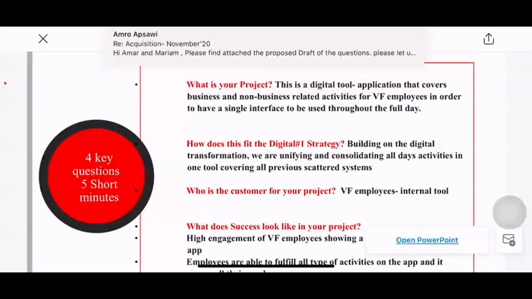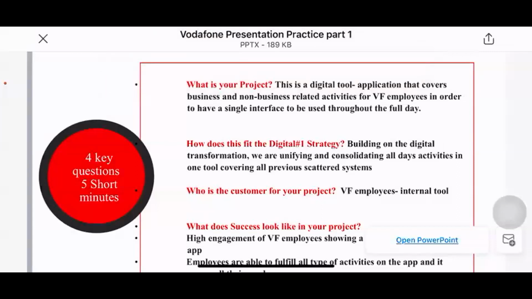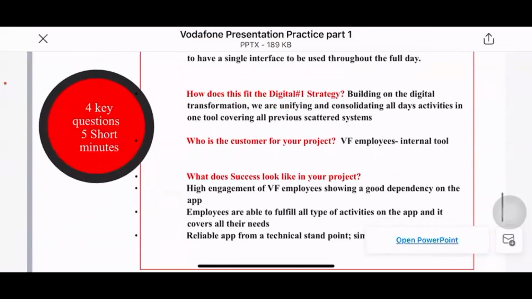So we're unifying this and consolidating everything in one place. All the day activities are in one tool instead of the scattered systems we currently have. Who are our customers? They will be Vodafone employees, because at the end this is an internal tool.